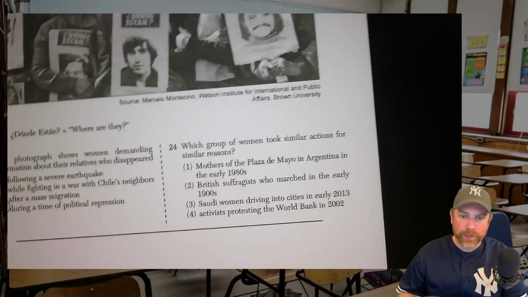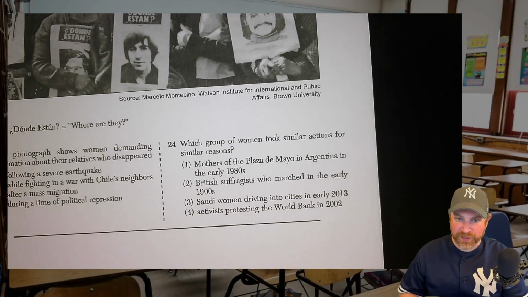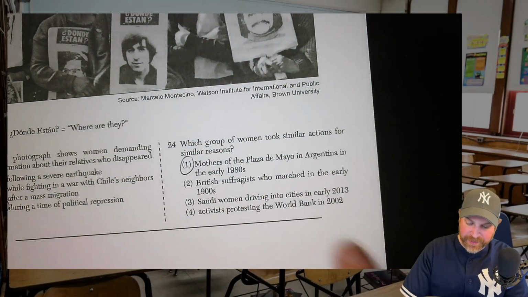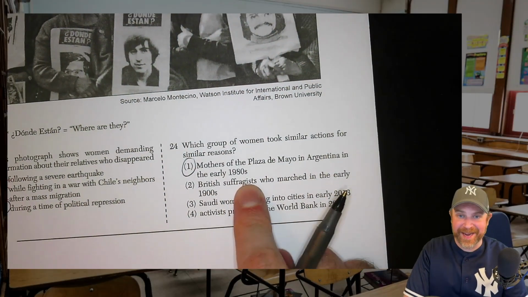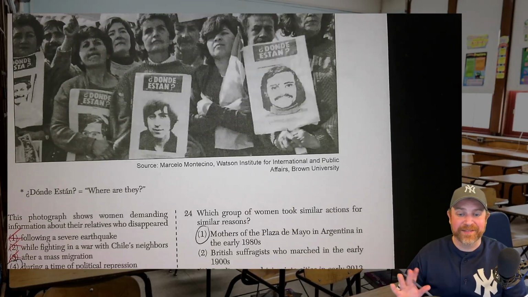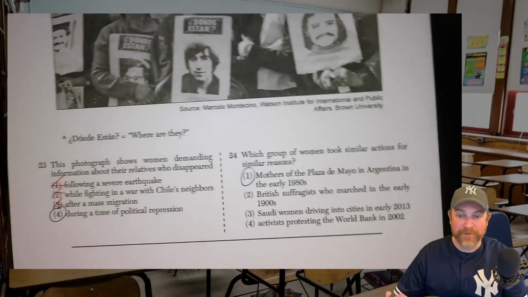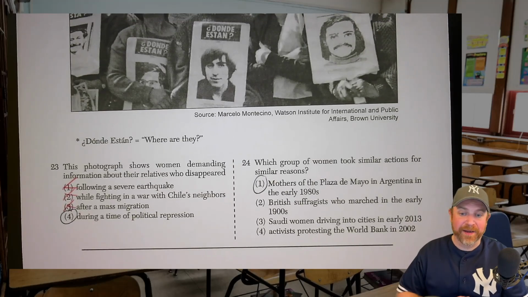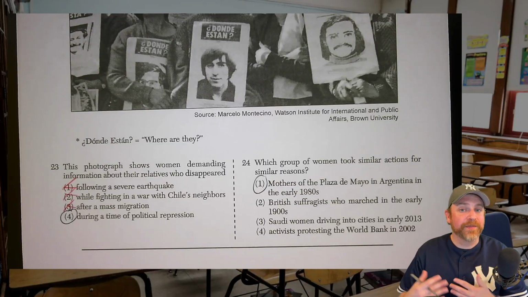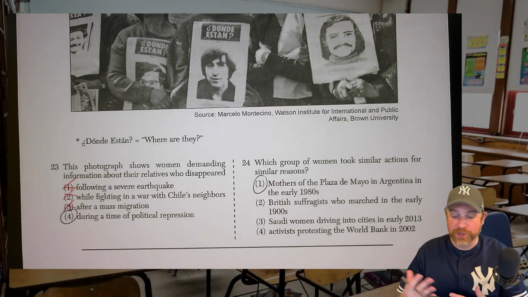24. Which group of women took similar actions for similar reasons? Choice 1 is going to be the answer. Mothers of the Plaza de Mayo in Argentina in the early 1980s. Same thing. In the 1980s, the military overthrew the government in Argentina, and they were very, very anti-communist, and they arrested and got rid of people who they thought were communist sympathizers. Okay, so there was a protest movement that grew in Argentina as well to try to get the government to release these people and return them to their families.